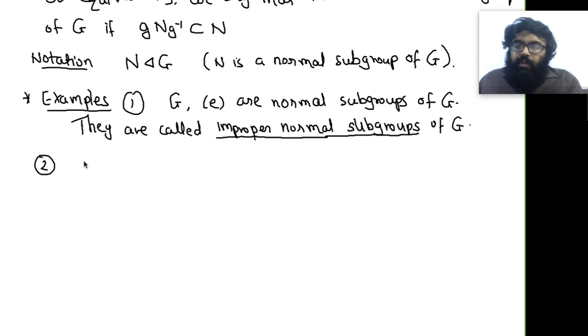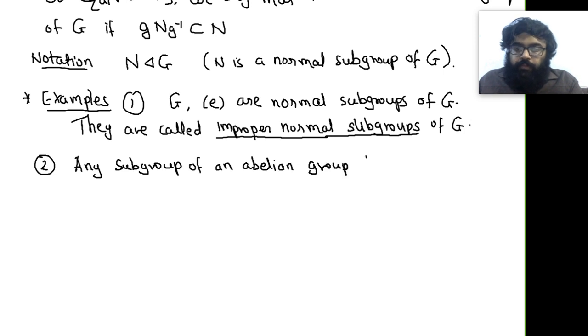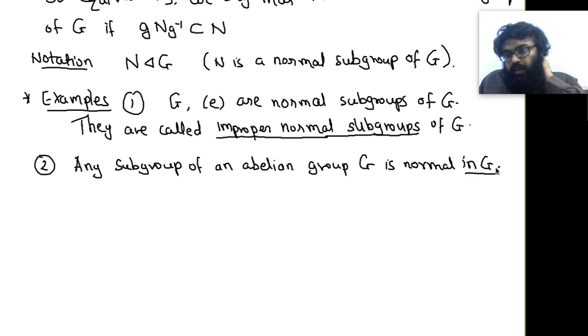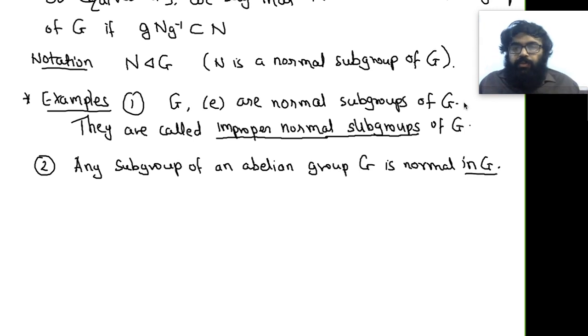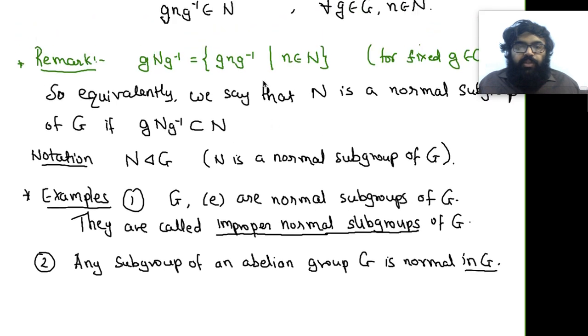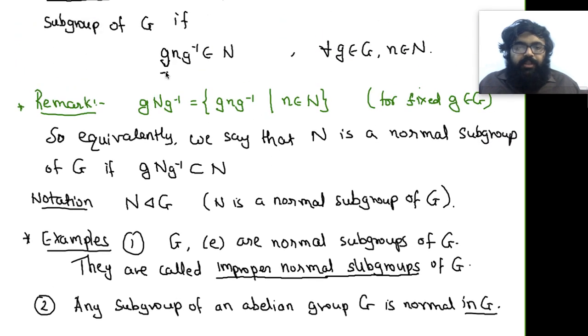And second example, take any abelian group. Any subgroup of an abelian group is normal in G. See, this is important, in G. Why do we always write normal subgroups of G, in G? Because this element comes from G. So that is why we write in G.